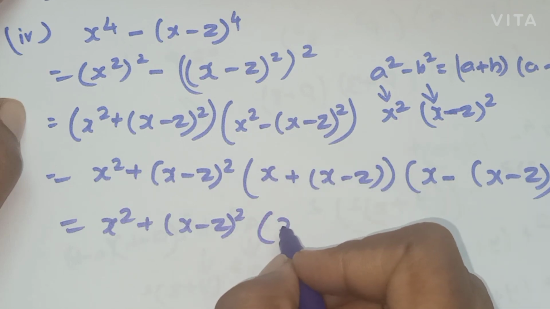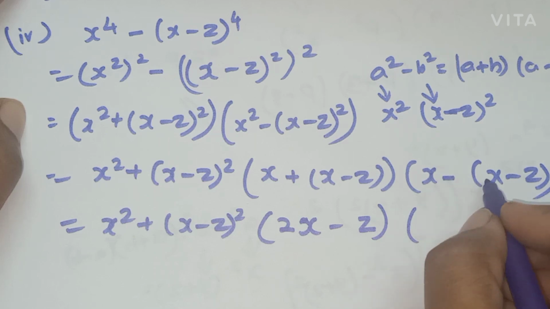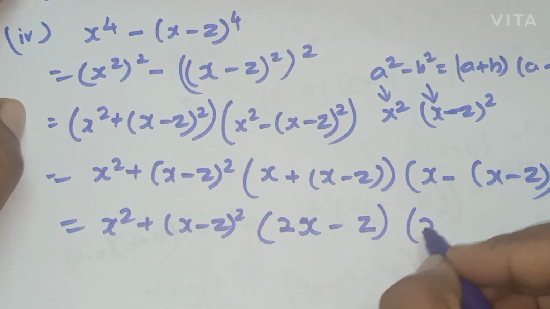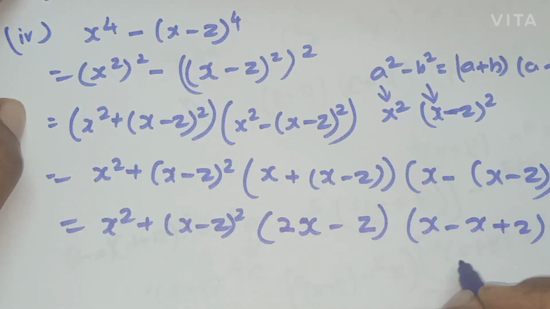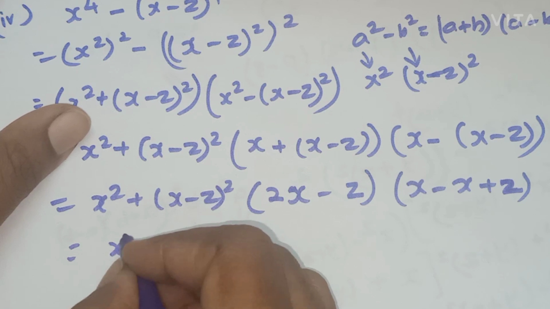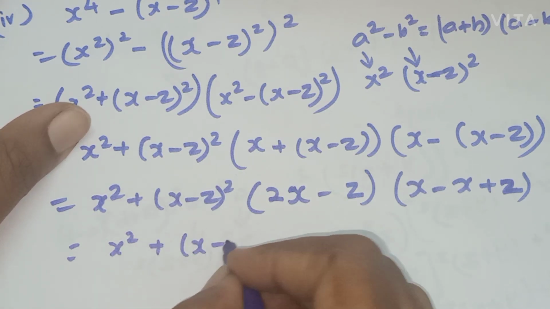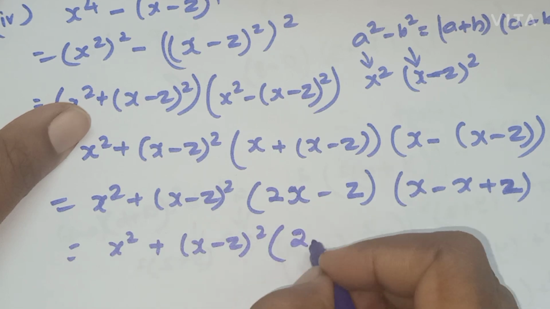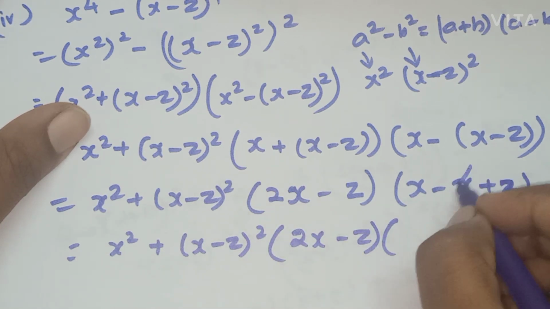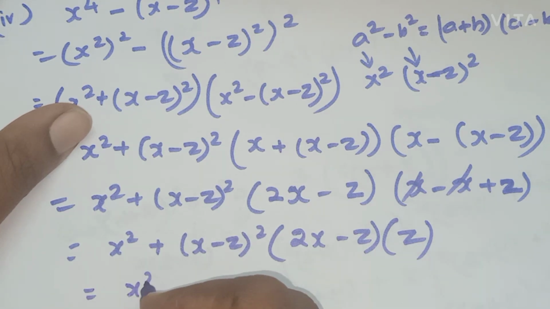...When I multiply minus inside we get x minus x plus z. So this is equal to (x square plus (x minus z) the whole square) into (2x minus z). So plus x minus x gets cancelled, we have z equal to x square.